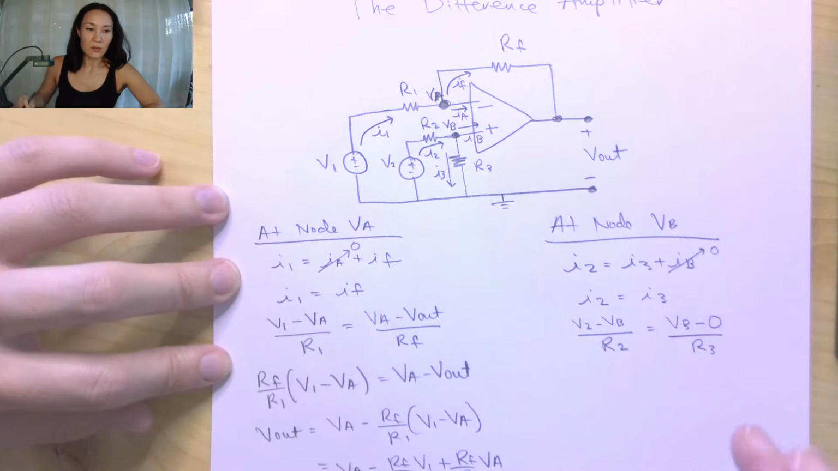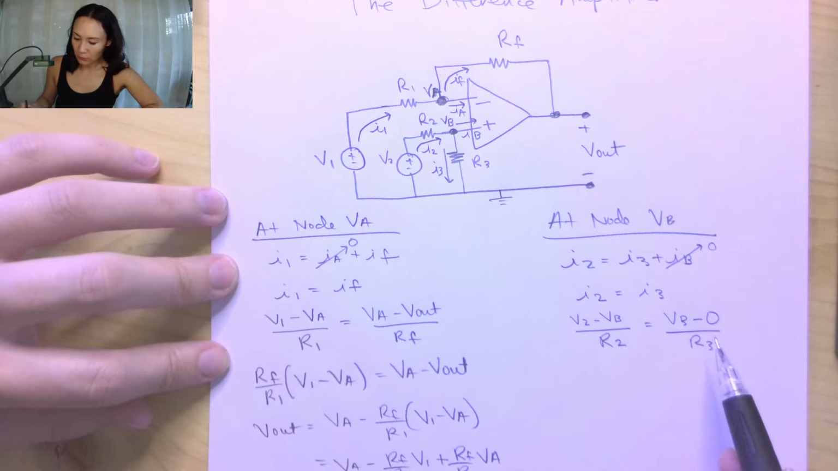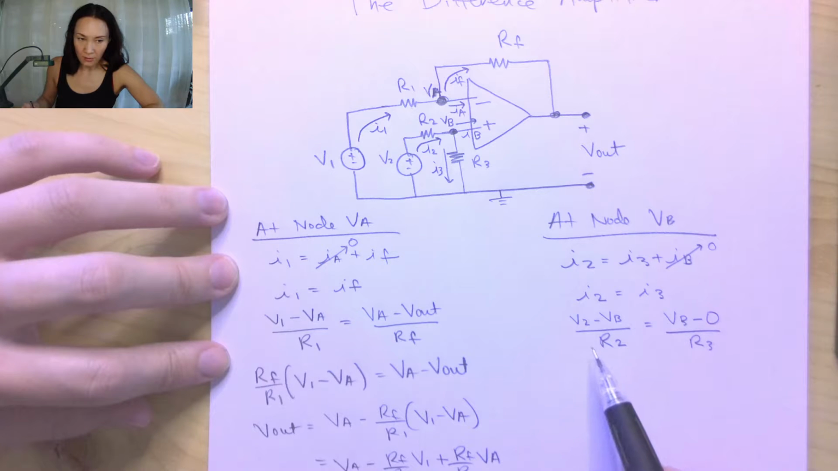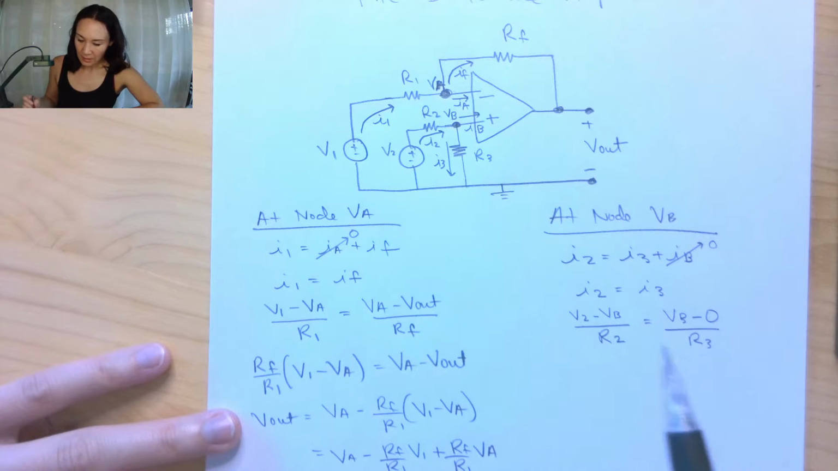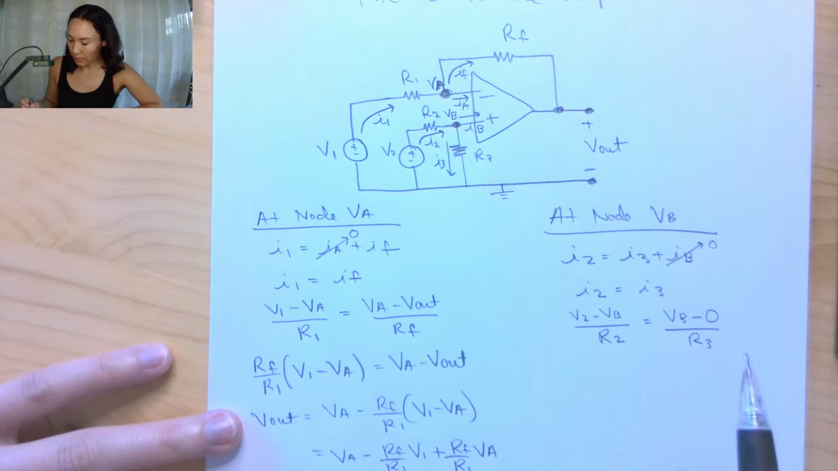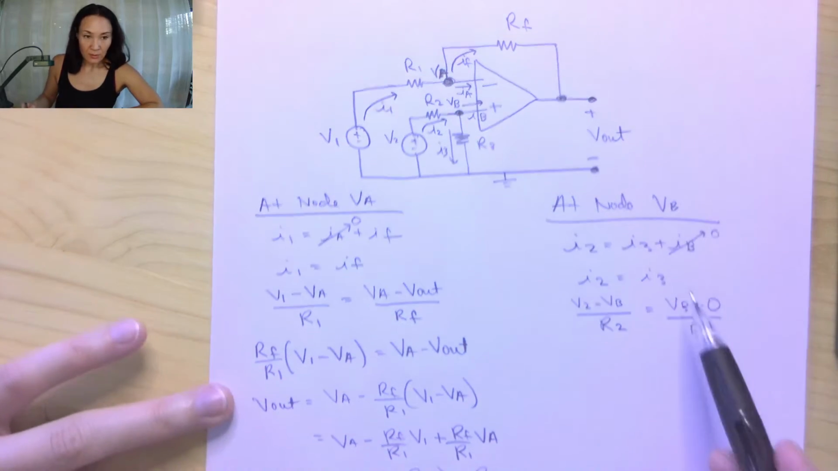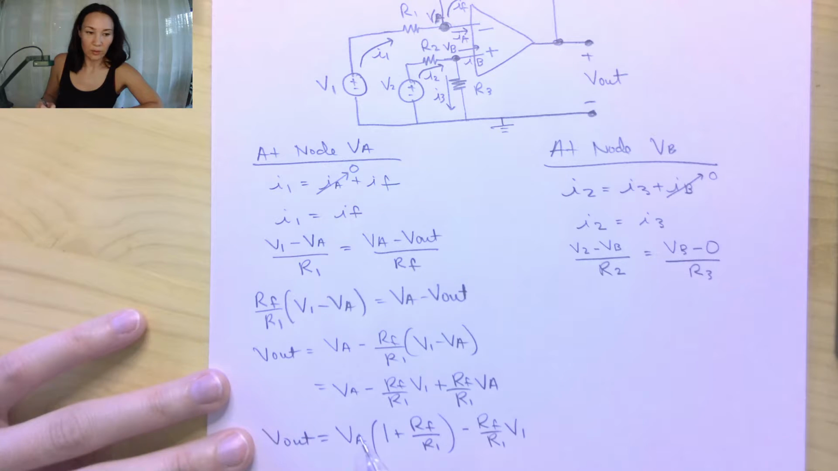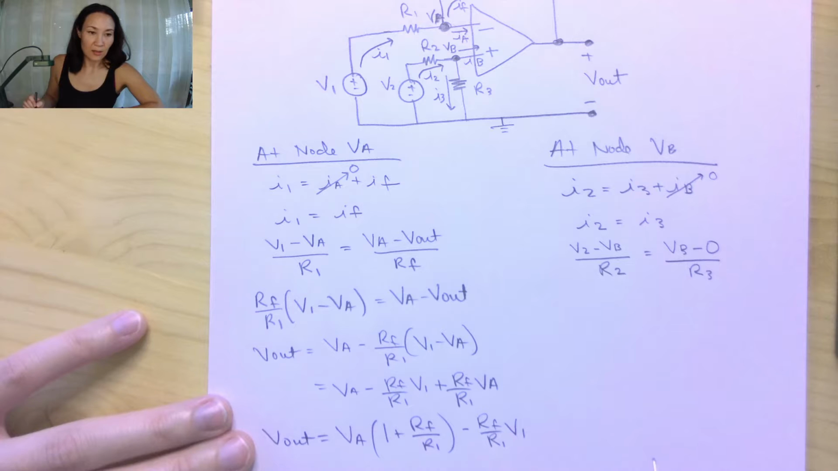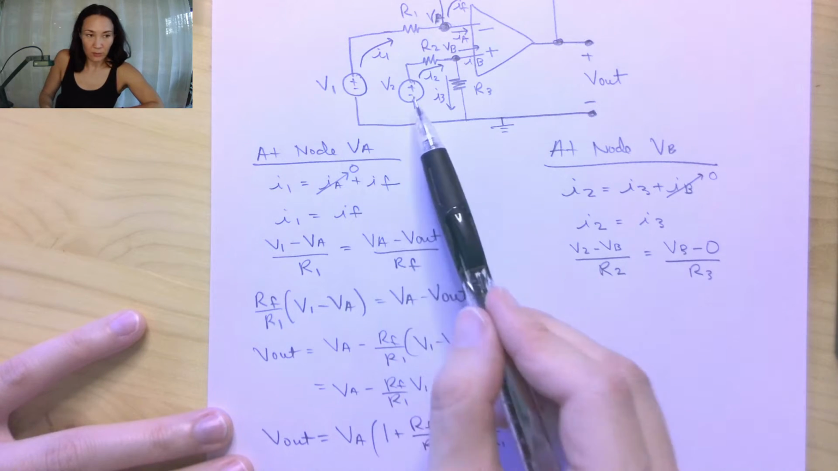And now the goal here is I want to get an expression for VB in terms of V2. And the reason why is because I am using the ideal op-amp approximation model, I know that VB is equal to VA. So if I can isolate VB over here, I can plug it into VA over here, and then I'll have an equation not in terms of VA and VB, but in terms of V1 and V2, which are my input source voltages.